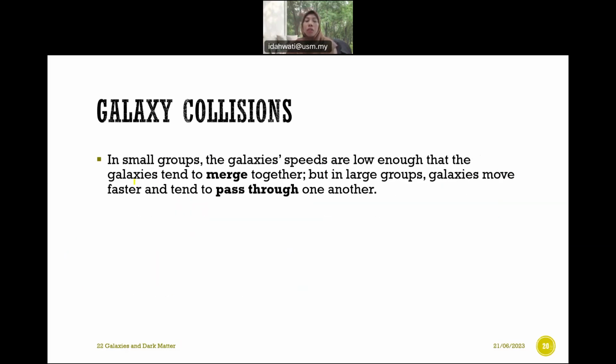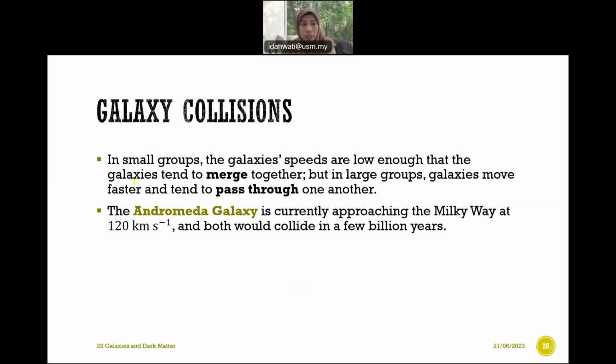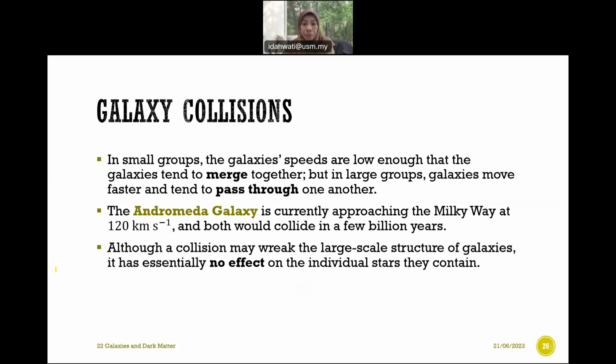Okay, so if you have a small group of galaxies, the galaxy speeds are low enough, and they tend to merge together, but in large groups the galaxies move faster and tend to pass through one another. Okay, and the Andromeda Galaxy is currently approaching the Milky Way at 120 km per second, and both will collide in a few billion years.